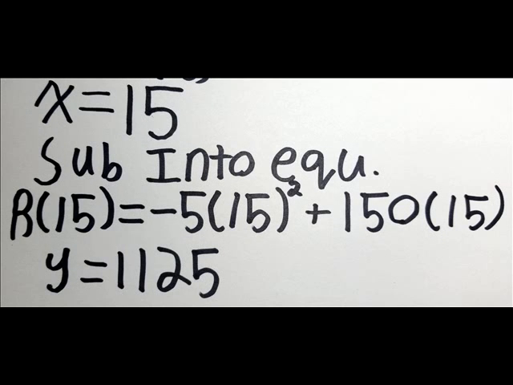We're now going to use the x equals 15 and sub it back into the equation. This is to find your y value of the vertex. So we're going to have R of 15 equals negative 5 times 15 squared plus 150 times 15. This gives you a y value of 1,125.